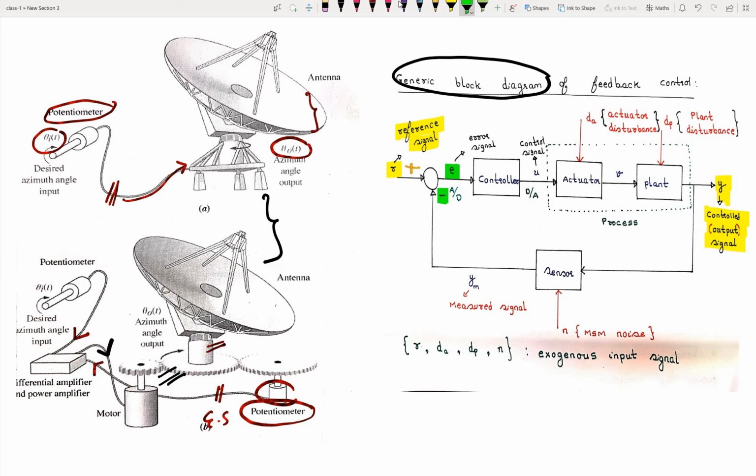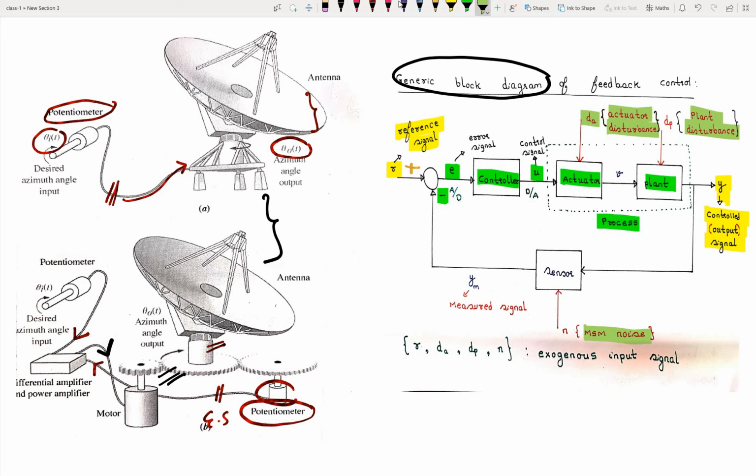The error is fed to the controller. The controller output we denote with U. These are the standard notations. U is given as input to this process. The process is the combination of plant and actuator. And we have disturbances, so I highlighted them. Disturbance at the actuator, actuator disturbance. Disturbance at the plant, plant disturbance. Disturbance at the sensor, measurement noise.